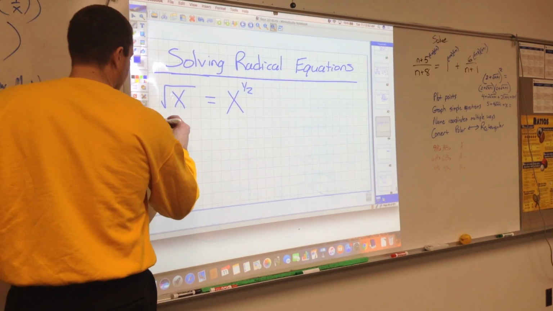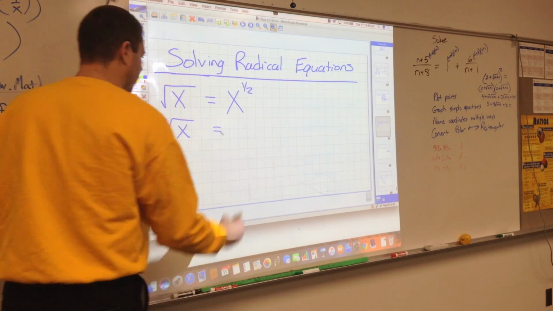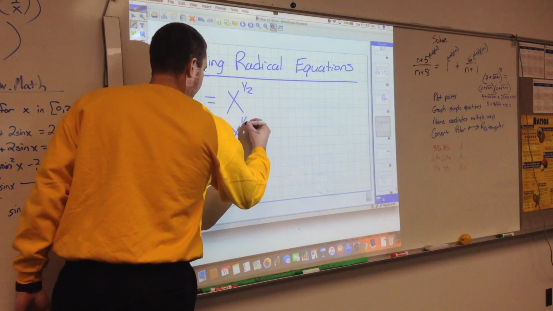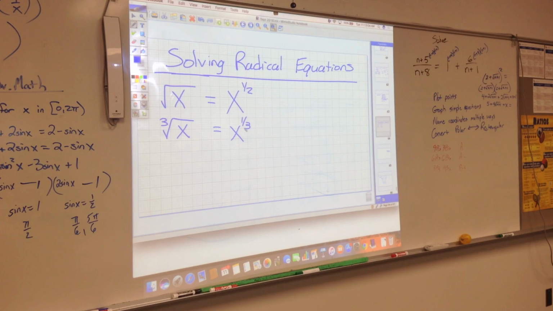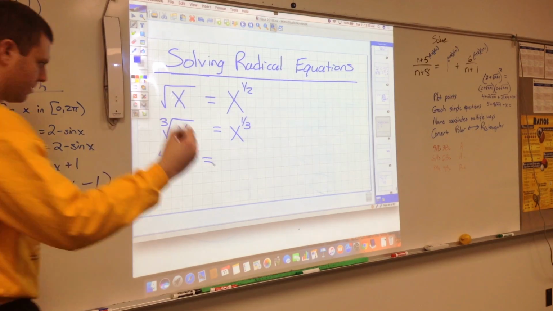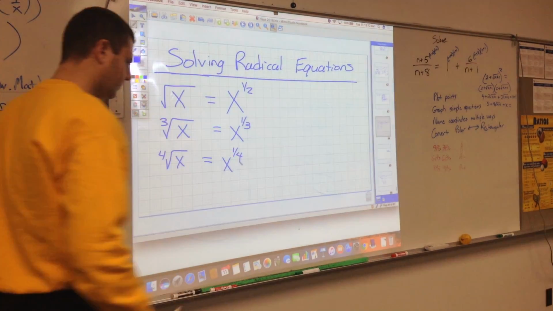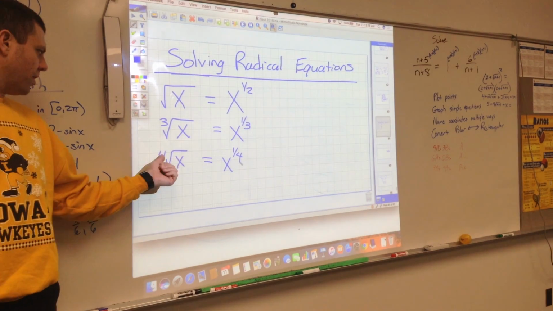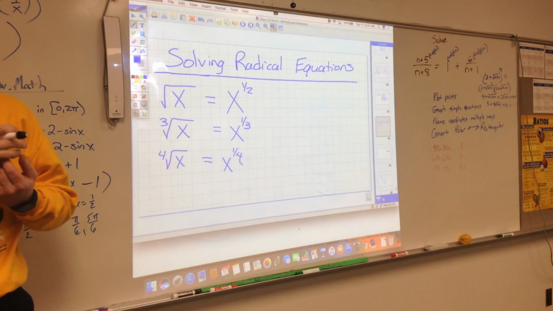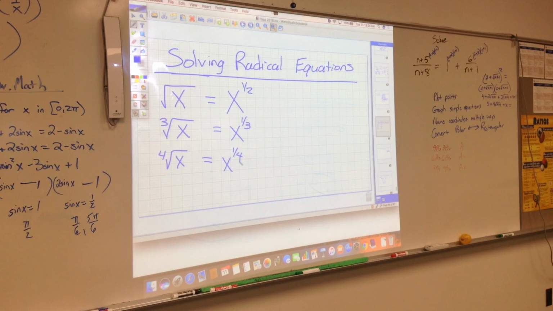Okay? Cube root of x is really what? Yeah, good. X to the 1/3 power. Okay? A fourth root of x is really x to the 1/4 power. So if you ever have to do a fourth root and your calculator doesn't have a fourth root button or a way to type in the fourth root, you can instead just do what? Raise it to the 1/4 power. They do the same thing. Okay?